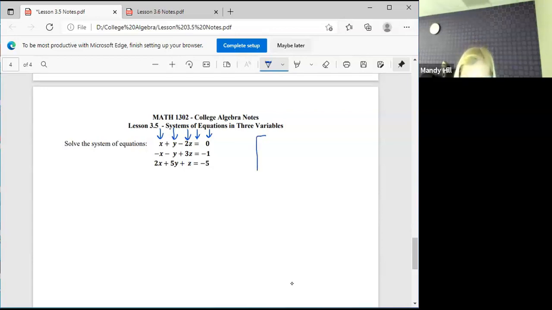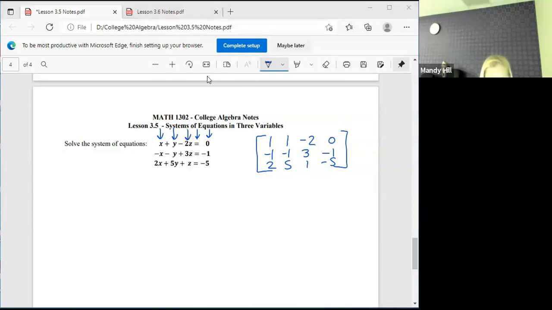Okay, so the matrix we want to type in our calculator is 1, 1, -2, 0, -1, -1, 3, -1, 2, 5, 1, -5. Okay. I'm not going to write down every step, but I'm still going to go kind of slow on the calculator. So if you need me to slow down, I'll go back to my calculator.